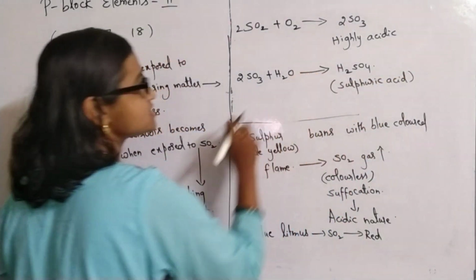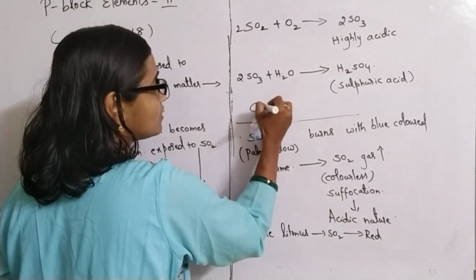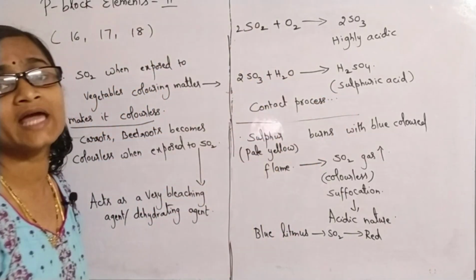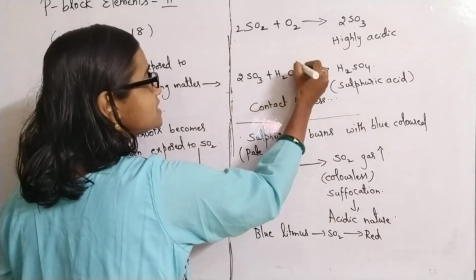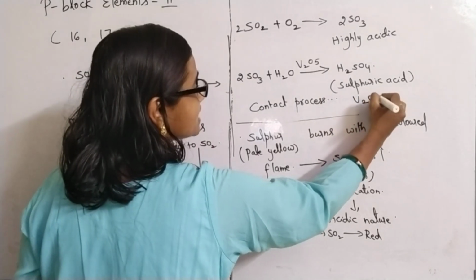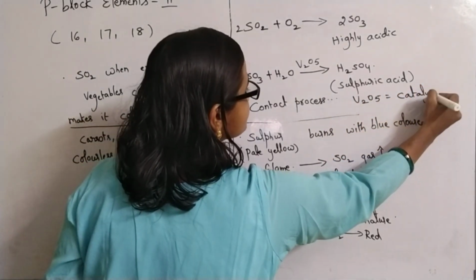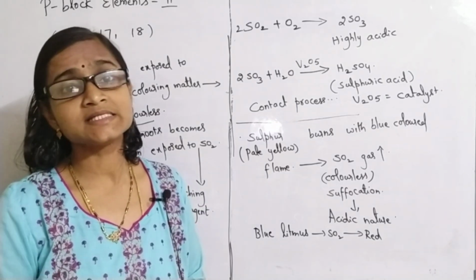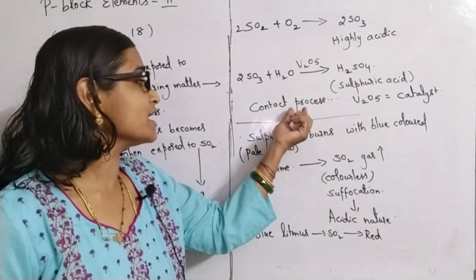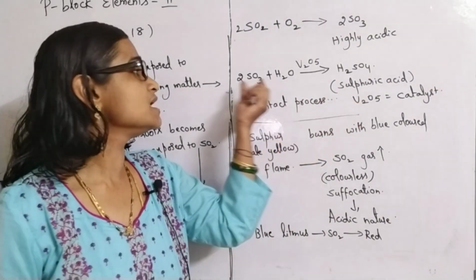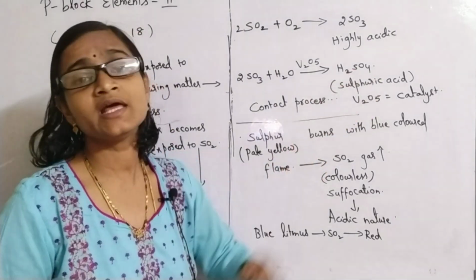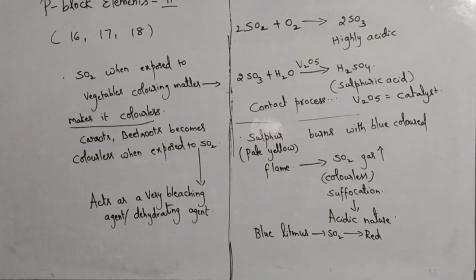This is the process which is called the contact process. Here generally the catalyst used is vanadium pentoxide, V2O5, which acts as the catalyst. What is a catalyst? A catalyst is a substance which is used to speed up the rate of a reaction. In the contact process, SO3 reacts with water in the presence of vanadium pentoxide as catalyst and forms sulfuric acid. This process you call the contact process.